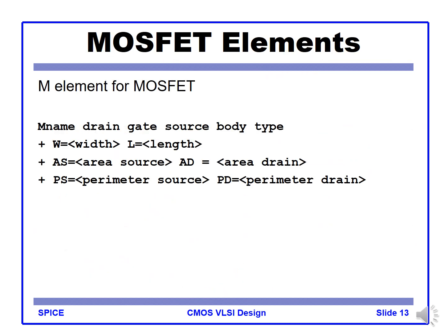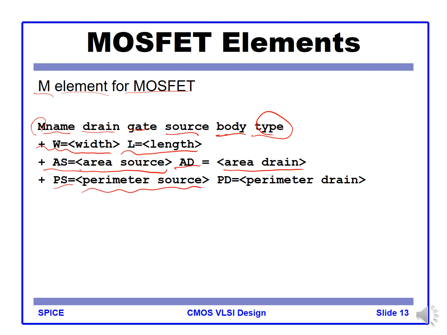MOSFET elements are defined with the M element, the M with the name, and drain, gate, source nodes and body, and each type, whether that is PMOS or NMOS. And also we have a W/L definition and area of the source. AS is area of the source, AD is area of the drain, PS is perimeter of the source and PD perimeter of the drain. All these are described, right? And this actually defines the characteristic of the transistors.